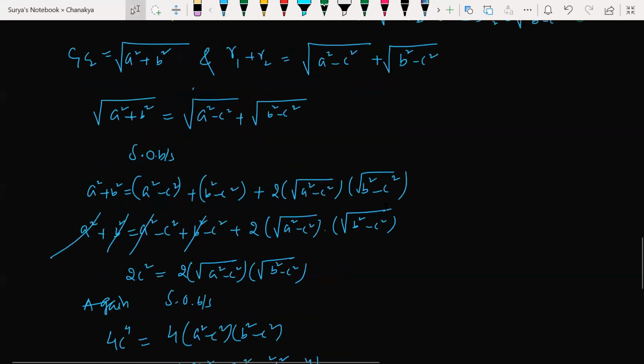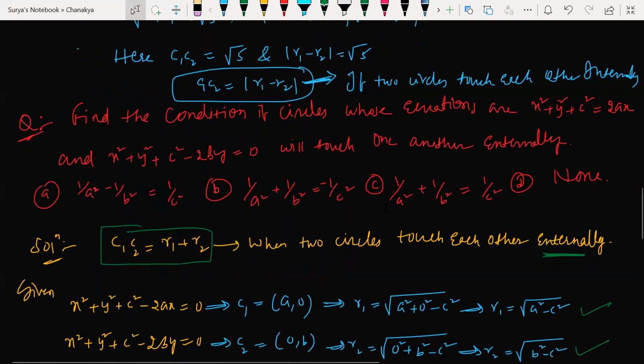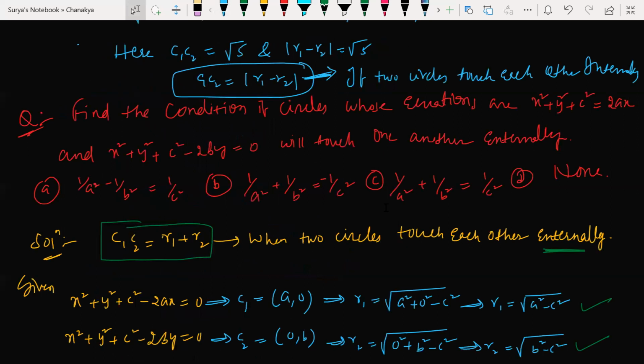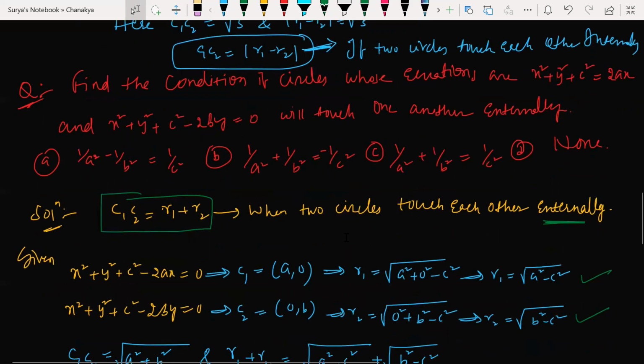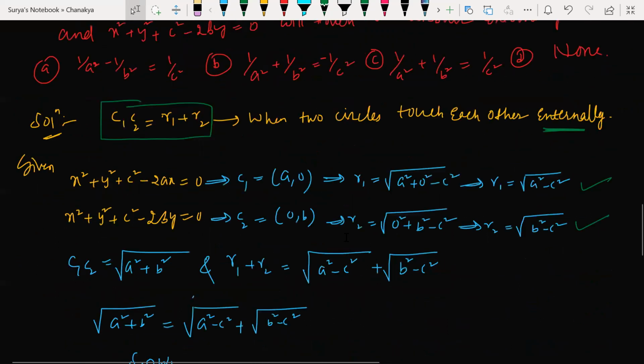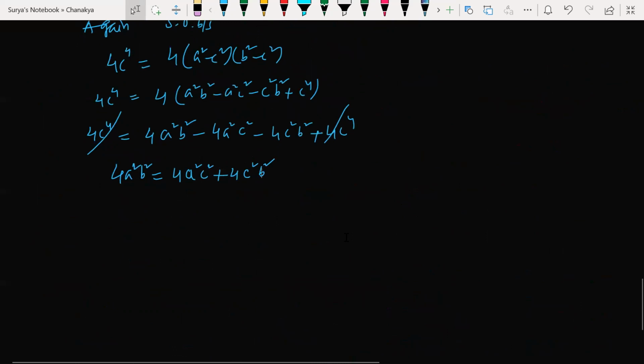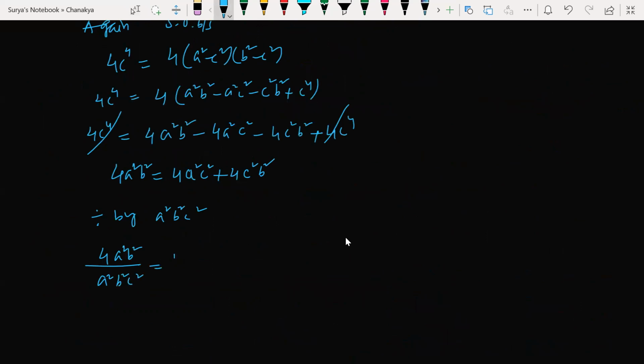Sir, look, what is my condition? What do I need to get? I need to get 1 by A square minus 1 by B square, something like that. So, for getting in terms of that, what should I do here? Dividing with something? What should we divide by? A square, B square, C square. So 4 A square B square by A square B square C square. Okay? In fact, I can cancel 4 on either of the sides here.